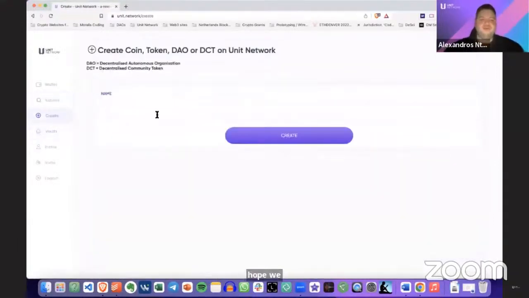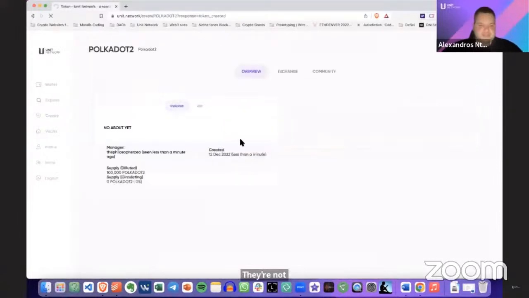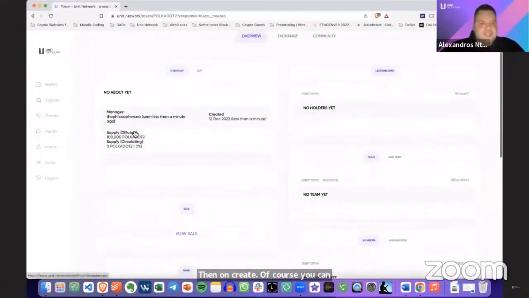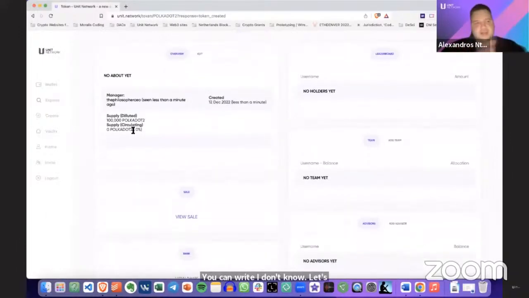Then in create, of course, you can create your own token. You can write, let's say, Polkadot2 and create it. So you see here the supply and so on. But this is still, as I said, something we're still working on, so you can see that it's not entirely perfect, but we're still working on it.